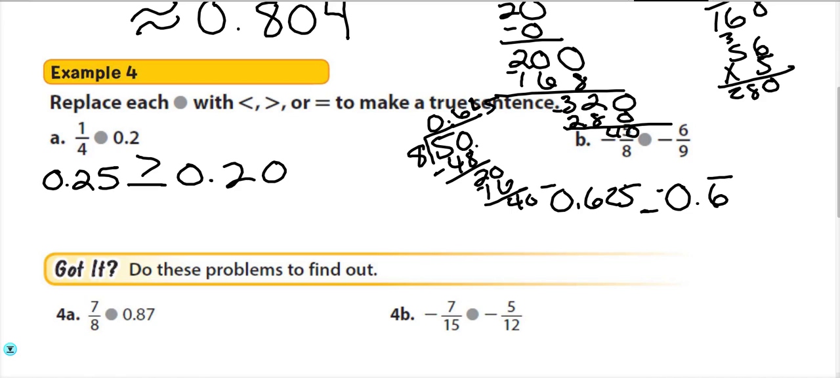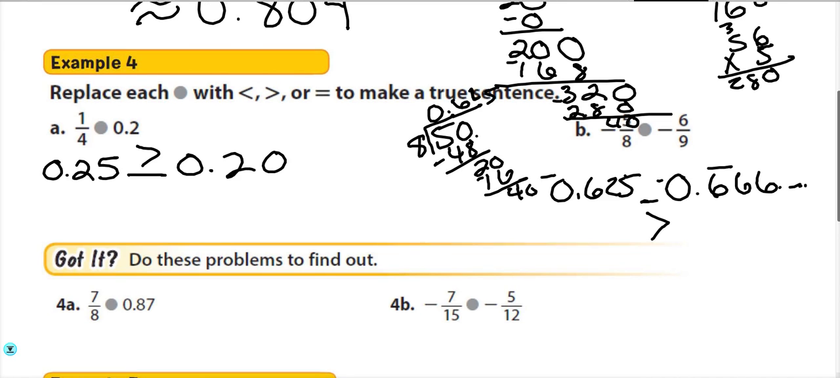Okay, it's negative. So that compared to negative 0.6. Well, this one would actually be 6, 6, and so on, right? Okay, so for this one, it's actually not what you think. Remember, the one that's larger is going to be closer to 0. So in this case, the 0.625 is actually the larger one. So in this one, it's going to be greater than. Okay? All right, let's go ahead and try 4a and 4b all by ourselves.